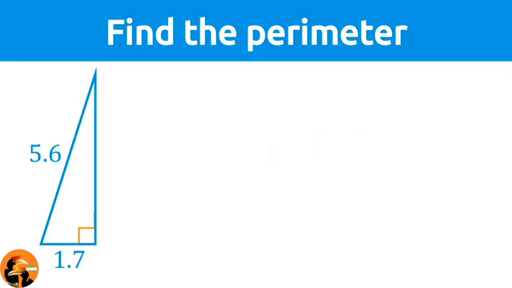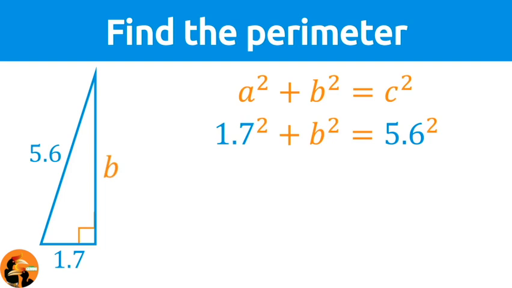We are going to find the perimeter of this triangle. In order to find the perimeter, we need to know the length of all three sides. So first, let's find the length of the missing side using the Pythagorean theorem. A squared plus B squared equals C squared. 1.7 is a leg, so let's plug that in for A. 5.6 is the hypotenuse, so that's C.